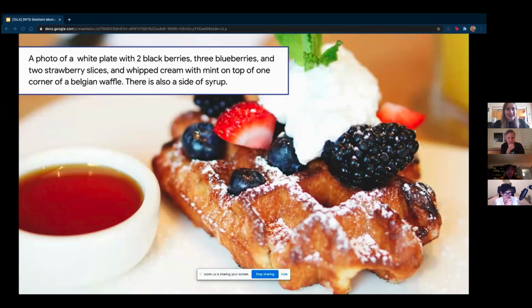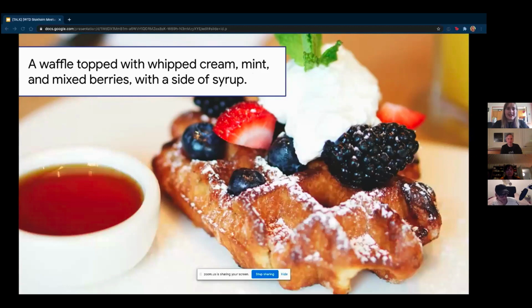Much longer alt text. This alt text says, a photo of a white plate with 2 blackberries, 3 blueberries, and 2 strawberry slices, and whipped cream with mint on top on one corner of a Belgian waffle. There is also a side of syrup. Quite verbose, quite a lot of words, and frankly, it's unnecessary. In particular, the a photo of. By virtue of being alt text, it will be a photo, it could be a drawing, but it's an unnecessary part of the description.